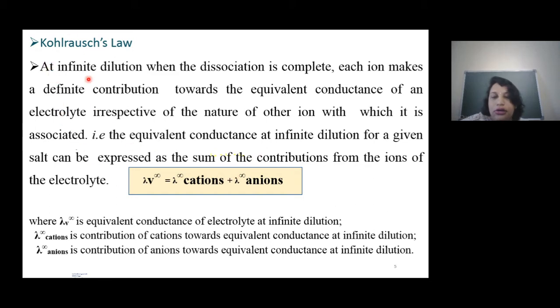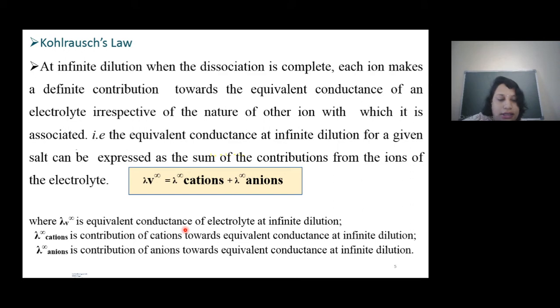Like this. We don't know where it will intercept. It can intercept here, here, or we can go ahead also. So we don't know the exact value of lambda infinity for a weak electrolyte. So for this situation, Kohlrausch law is there. At infinite dilution, the dissociation is supposed to be complete. So each ion makes a definite contribution towards the equivalent conductance irrespective of the nature of the other ion. So we have taken it as a cation plus anion.